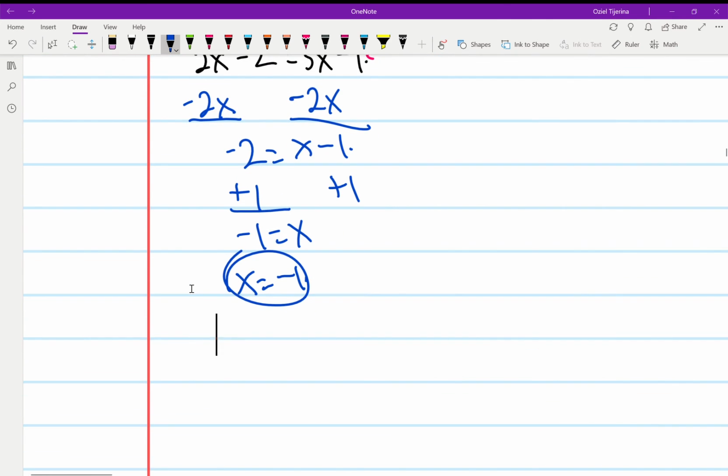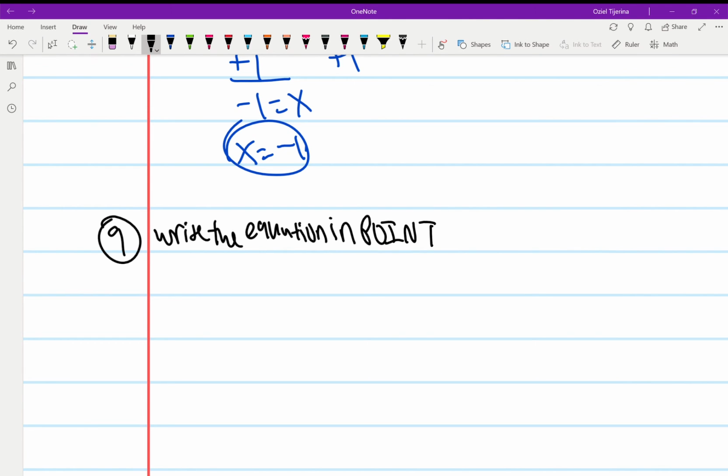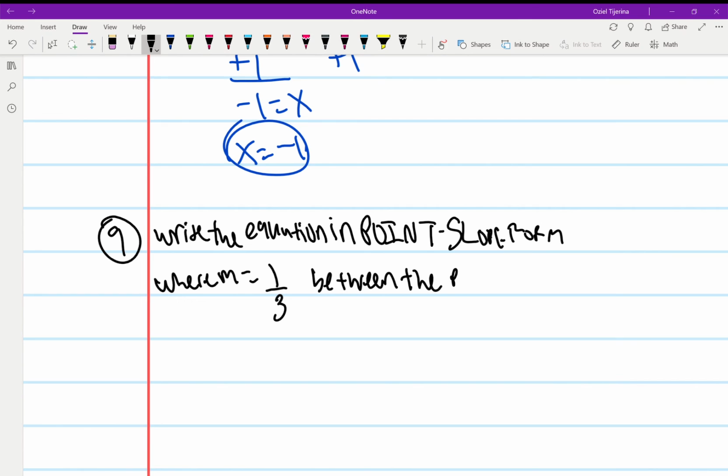And for number 9, you have: write the equation in point slope form, where m equals 1/3, between the points (2, 3) and (5, 4).